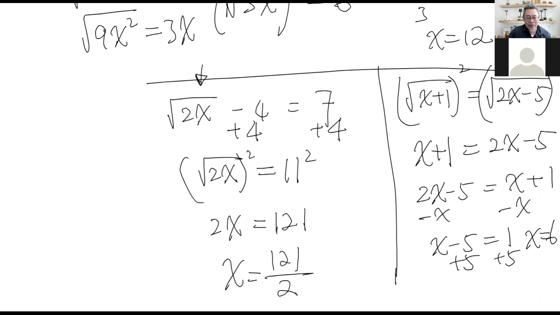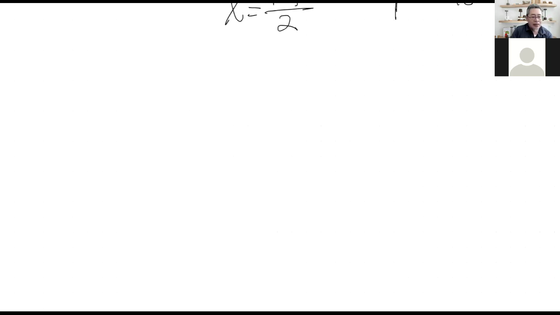Okay, so I'll let you try a couple problems. First one is this. The square root of 3x minus 5 equals 3.